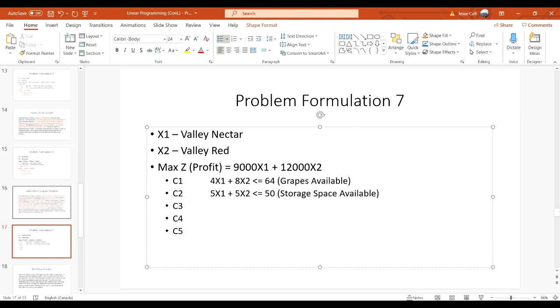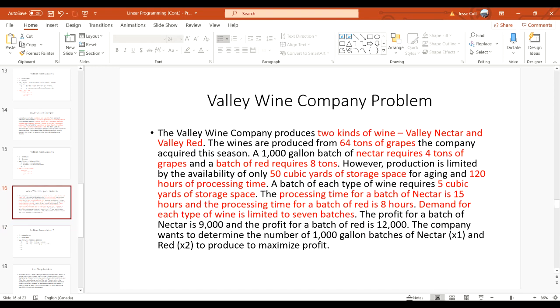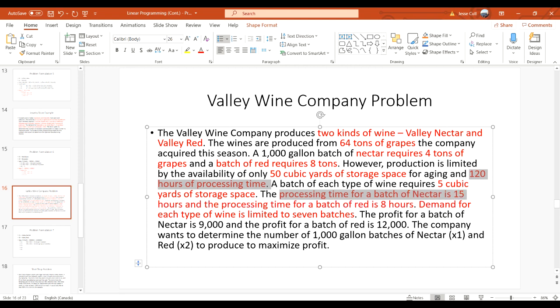Our third constraint, we go back and we check. We have 120 hours of processing time. Processing time for a batch of nectar is 15 hours. Processing time for a batch of red is 8 hours. So again, we have all of our key information.